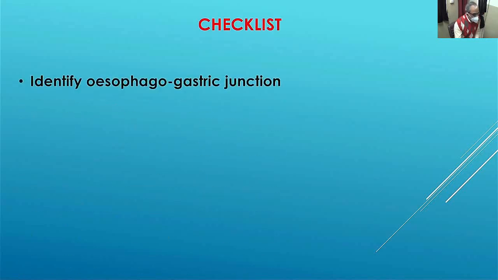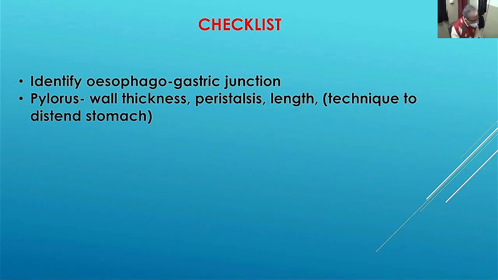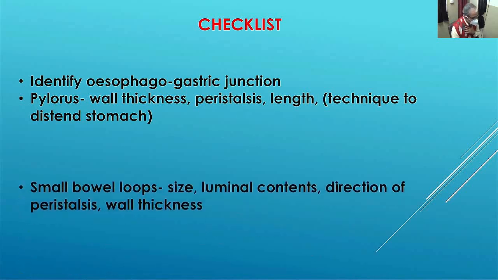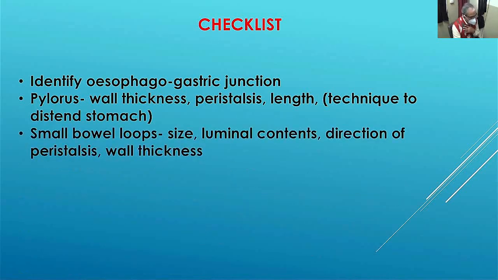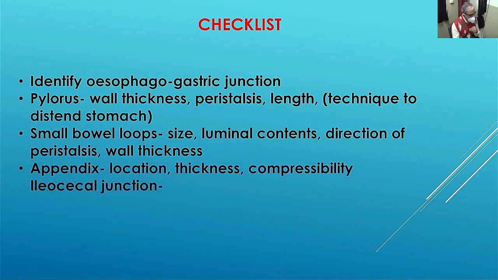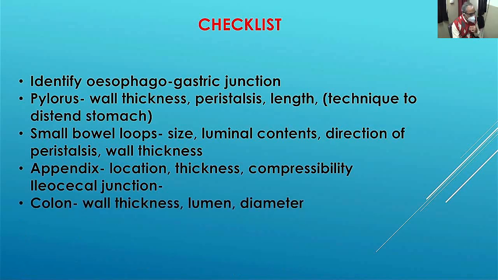So adrenal evaluation is definitely required. Coming to the checklist of bowel: identify the esophagogastric junction. Identify the pylorus, look for wall thickness, peristalsis and length. We know how to distend the stomach by giving 2 to 3 glasses of water. For the appendix, look for thickness and compressibility. Look for the ileocecal junction, then the colon: wall thickness, lumen and diameter.